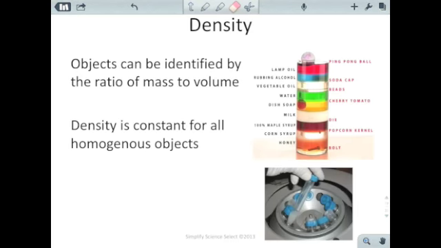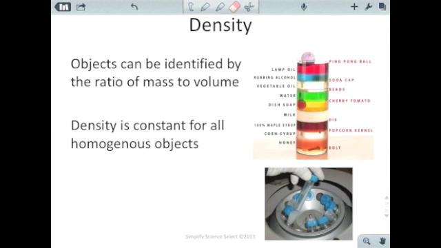Now, density. Objects can be identified by the ratio of the mass and the volume, and that's what we call our density. Our density is constant for all homogeneous mixtures, and it's going to be an intensive property, meaning it doesn't change no matter how much material we actually have. And we can use density to help us sort out what we have.